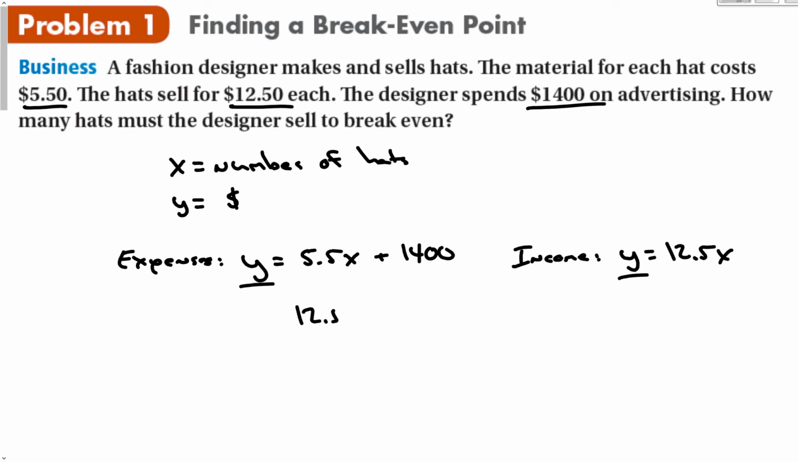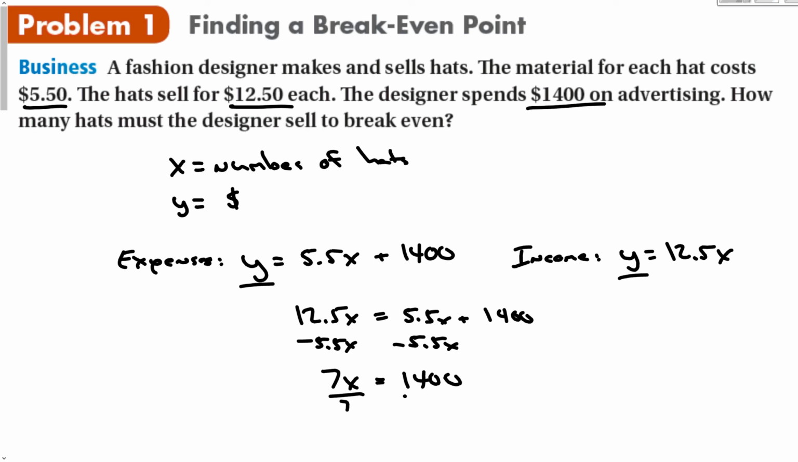So 12.5x is equal to 5.5x plus 1400. Okay. How do I want to solve this? I want to isolate x, so I'm going to subtract 5.5x from both sides. Okay, this will give me 7x is equal to 1400. Divide out the 7, and I get that x is equal to 200. Okay, since x is the number of hats, the designer must sell 200 hats to break even, to make the same amount of money that they spent to recoup this $1,400 investment in advertising.